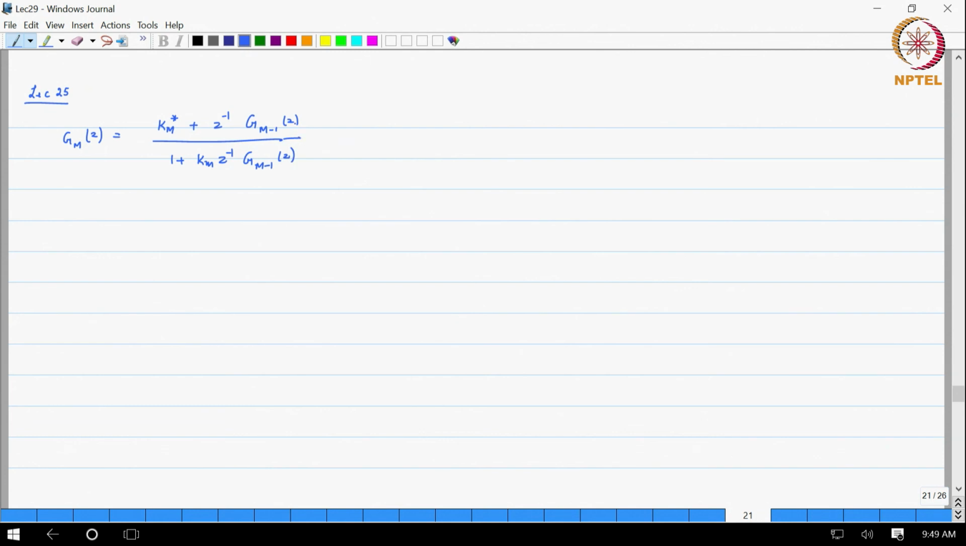And of course, there are very interesting properties: if Gm minus 1 is a causal stable all pass and mod km is less than 1, then Gm of z will also be a causal stable all pass, and likewise it is an if and only if relationship. So, if you impose that constraint on Gm minus 1, then automatically this one also becomes the same. So, basically we showed that there are structures which will give us structurally stable all pass filters.